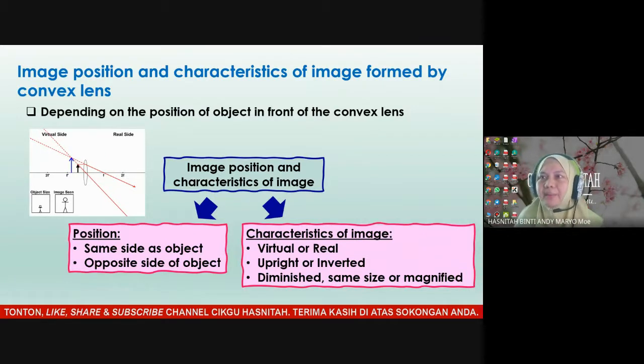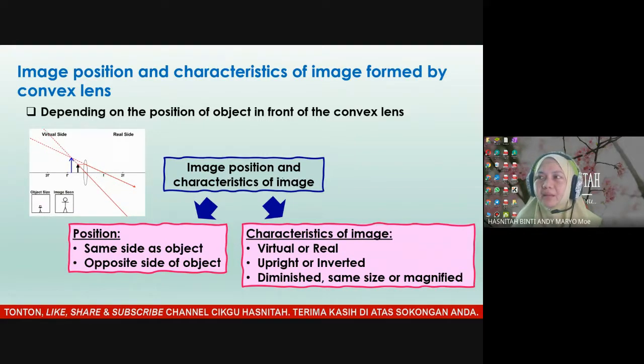Okay, for example, you can see the black arrow is our object and the blue arrow is our image. If we adjust the position of the object, either bring it closer or further to the lens, a different characteristic of image will appear. You can look here. This is the object size and this is how the image is seen.